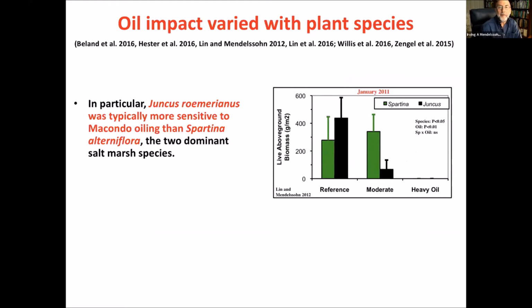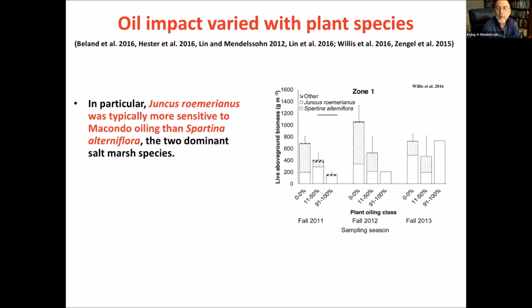Interestingly, oil impact varied with plant species as well. Juncus roemerianus was more sensitive to moderate Macondo oiling than Spartina alterniflora, as reported by Linden and Mendelssohn for the Bay Jimmy area. And you'll notice, however, that with heavy oiling, both species, both Spartina and Juncus, were completely killed. Willis and Hester found similar results for the coastal marshes of Mississippi and Alabama. So I'm not leaving out Mississippi and Alabama in this particular slide.